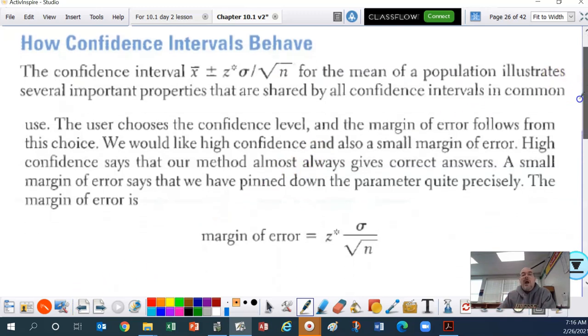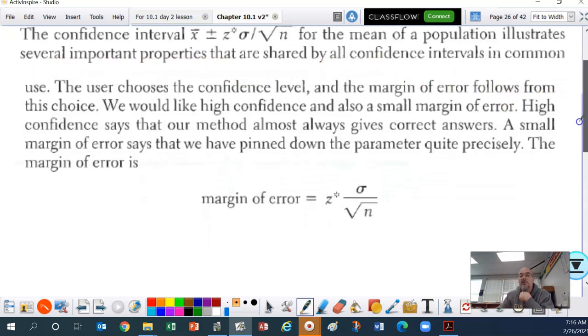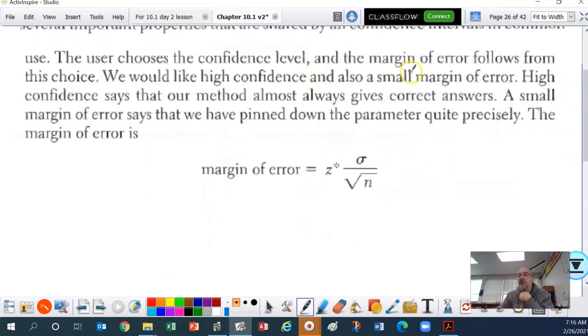All right, so how confidence intervals behave. These are all out of your book, folks. The confidence interval for the mean of the population illustrates several important properties that are shared by all confidence intervals in common use. The user chooses the confidence level, and the margin of error follows from this choice. We would like high confidence and also small margin of error. High confidence says that our method almost always gives correct answers. A small margin of error says that we have pinned down the parameter quite precisely.